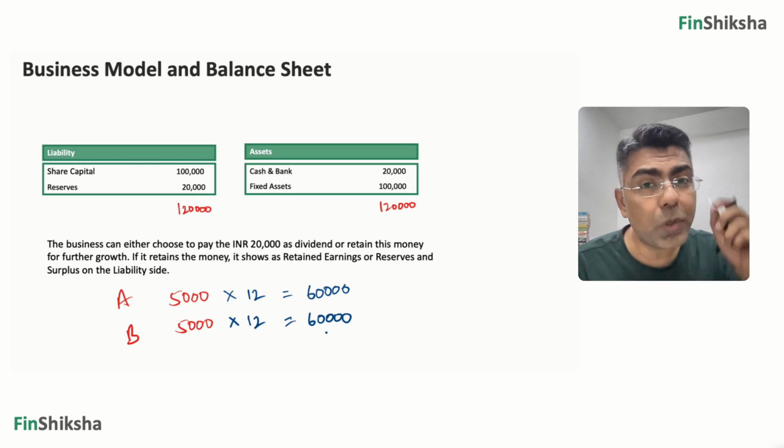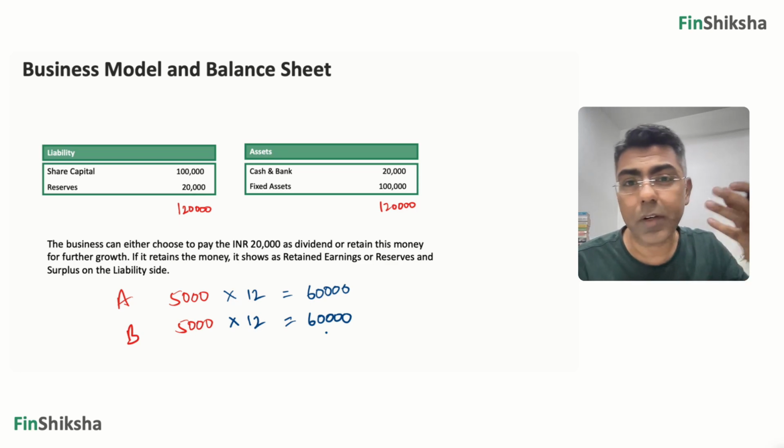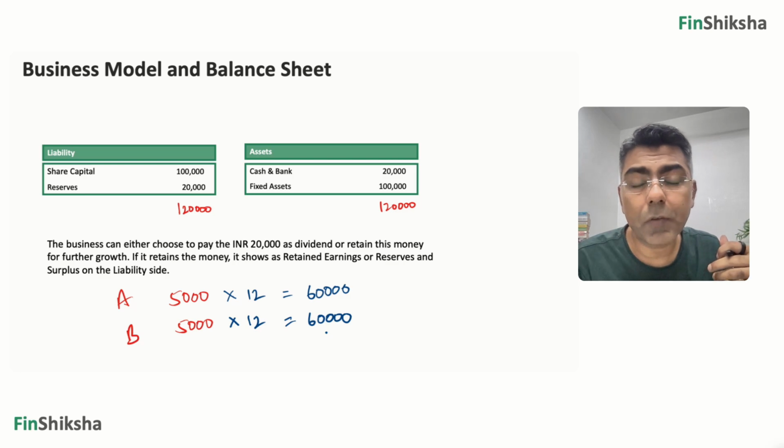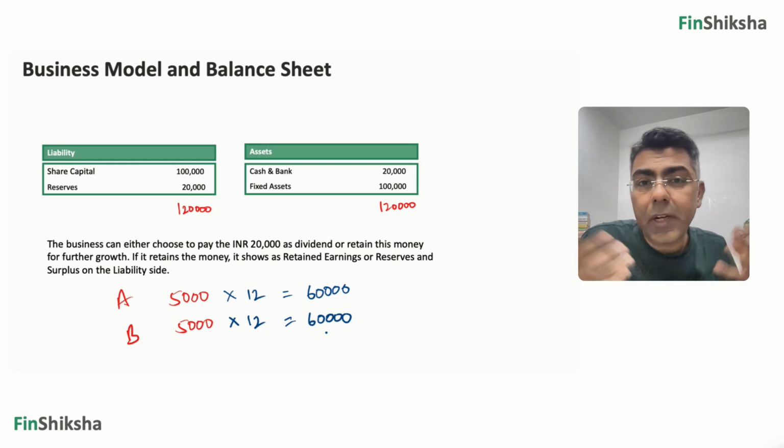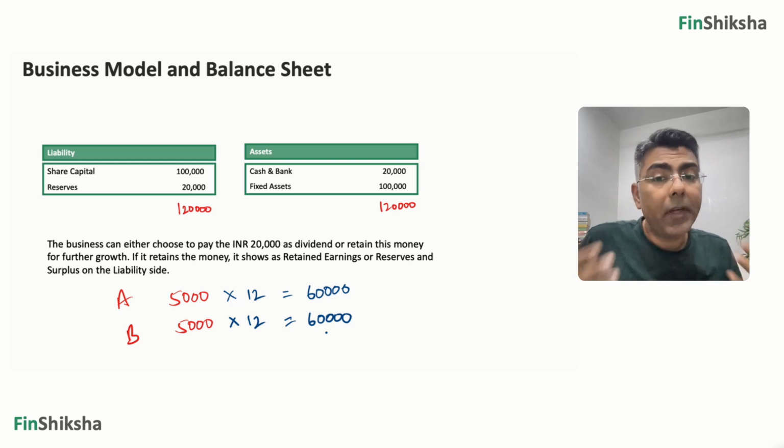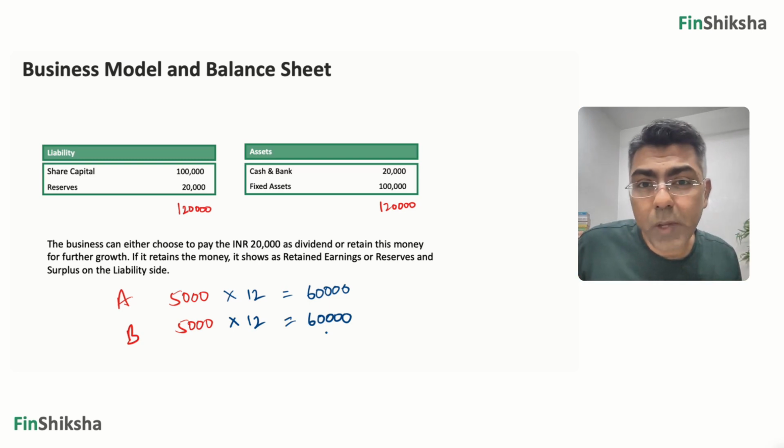That has become 12. So even though A and B, the shareholders, have not taken out any money from the business, it has to show in some form or fashion that the value of their investment has moved, right? Because of this, the book value of the stock will move from 10 to 12.